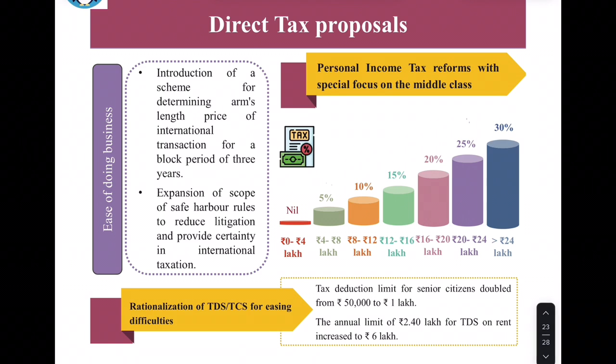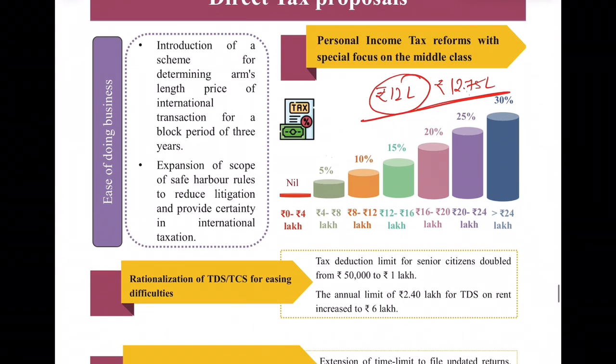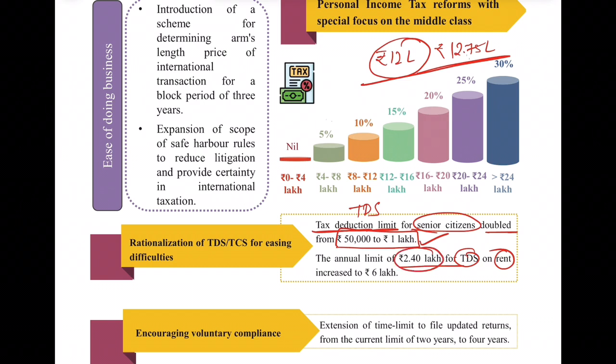Now direct tax proposal, as I have already discussed, income up to 12 lakh, and with deduction 12.75 lakh per annum, has been exempted. So this is the break even. And now the TDS limit for senior citizens has been doubled from 50,000 to 1 lakh. And the annual limit for TDS on rent has been increased from 2.4 lakh to 6 lakh. No need to go into the data, but at least understand the terminology.